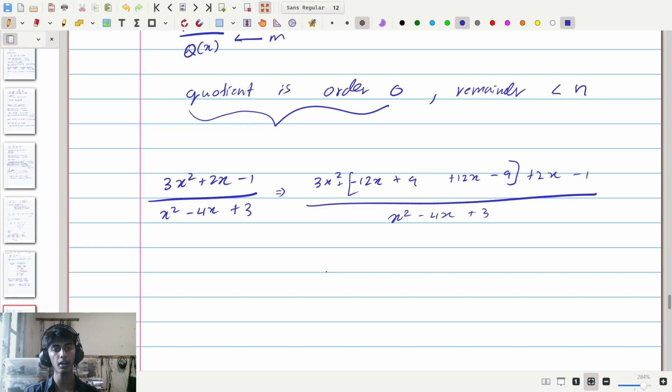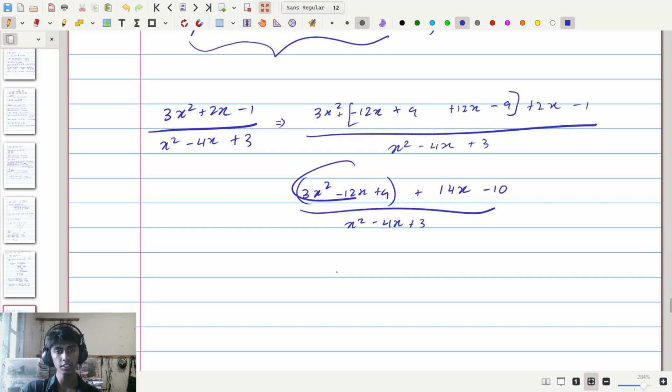So now we have a 3x squared minus 12x plus 9 component, and in extra we have a 12x and 2x, which will give us 14x, and a minus 9 and a minus 1, which will give us minus 10, the whole thing divided by x squared minus 4x plus 3. This part factors out as 3 times the denominator, so we can remove it, plus another 14x minus 10 divided by x squared minus 4x plus 3.